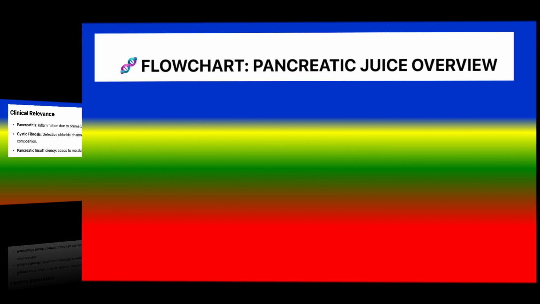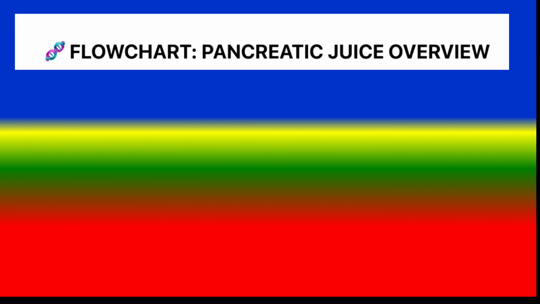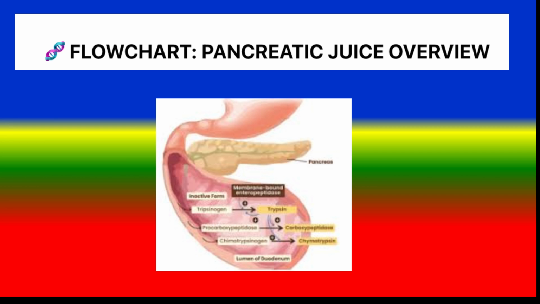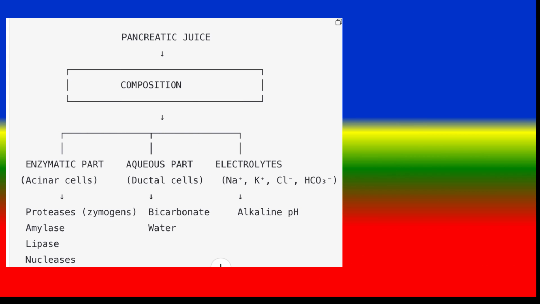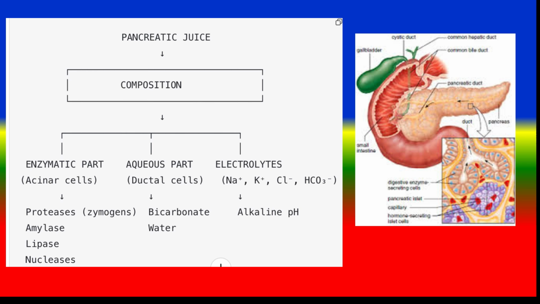Here is a flowchart summarizing the composition, functions, and regulation of pancreatic juice. Flowchart: pancreatic juice overview. Pancreatic juice, composition. Enzymatic part, aqueous part. Electrolytes, acinar cells. Na+, K+, Cl-, HCO3-, proteases, zymogens. Bicarbonate, alkaline pH, amylase, water, lipase, nucleases.